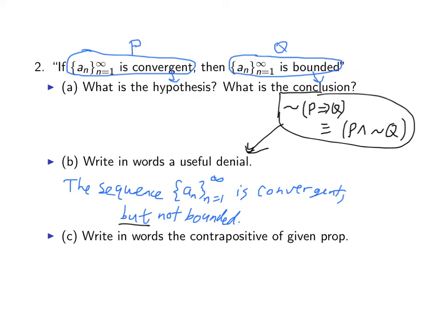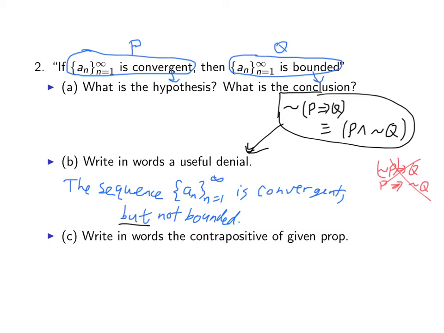Okay, so this is a place where a lot of people made a mistake. Some people thought that a useful denial would be not P implies Q. Some people thought that a useful denial would be P implies not Q, and so forth. So these are wrong. Really, a good way to deny P implies Q is P and not Q, and I suppose there are other ones, but that's probably the easiest one.